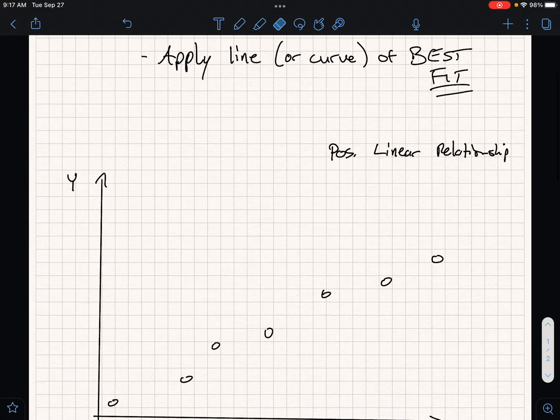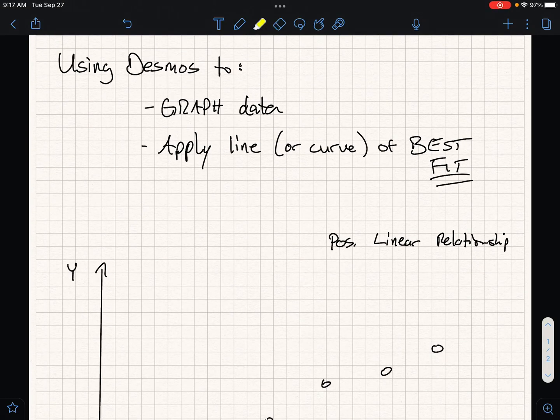All right, y'all, so what I want to do with you in this video is show you how to use this website called Desmos to not only graph the data that we're going to get from experiments in this class, but also how to apply a line of best fit, or if it's not linear, a curve of best fit.